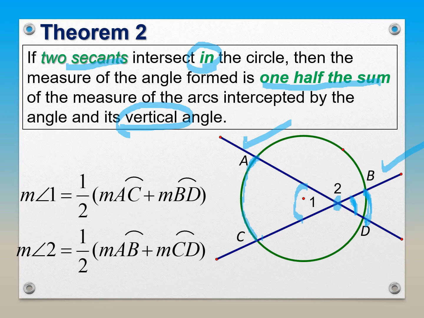The same thing, let's say another angle formed by the two secants is angle 2, this one. To get the measure of this angle, simply add the measure of its intercepted arc, which is arc AB, and another arc here, arc CD, then divide by 2. Again, add the two arcs, arc AB plus arc CD, divide by 2, then the result is equal to the measure of angle 2.